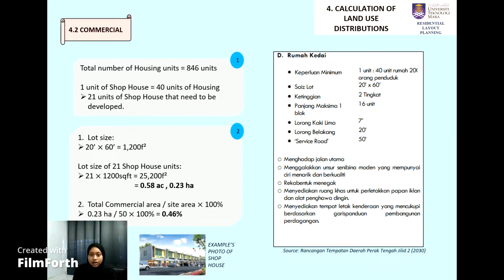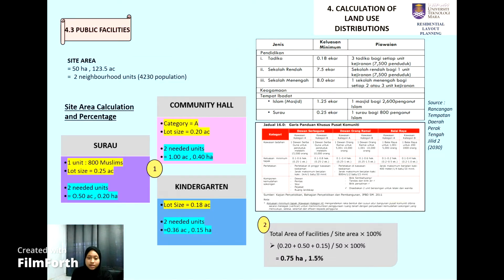For commercial, 1 unit of shop house is equal to 40 units of housing. Because there are 849 units of housing, the total commercial that can be developed is 21 units. The lot size of the 21 units of shop house is 0.23 hectare.